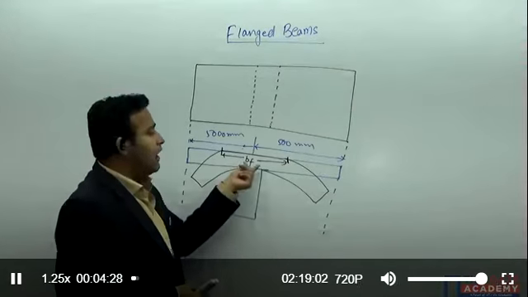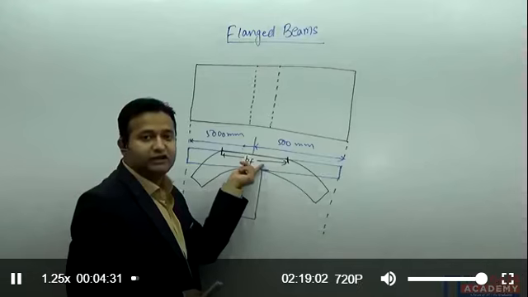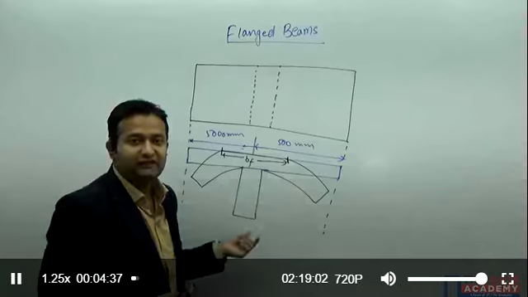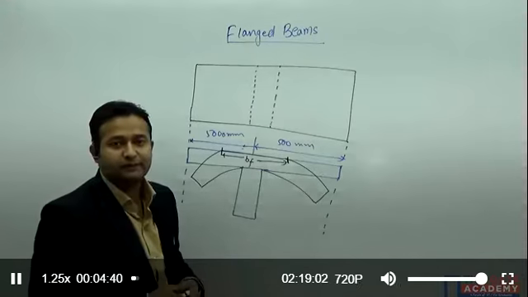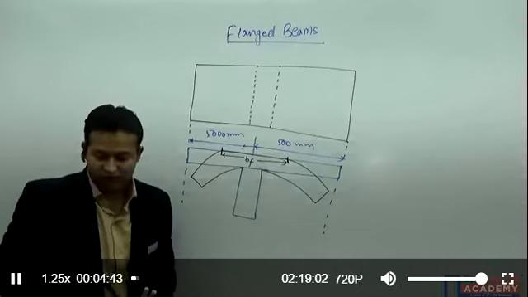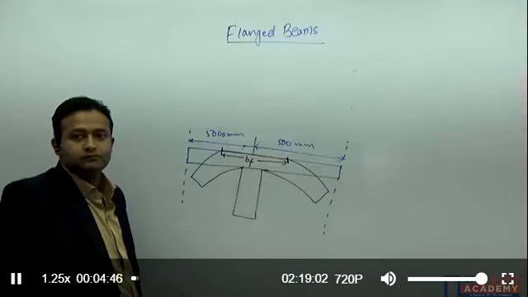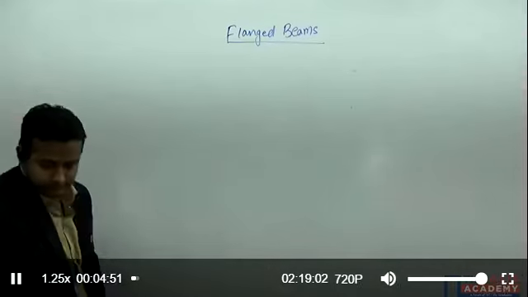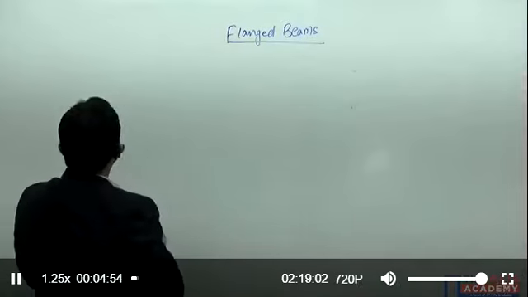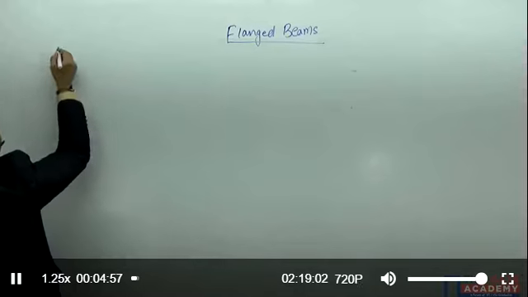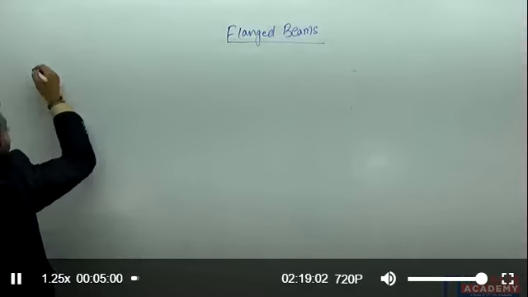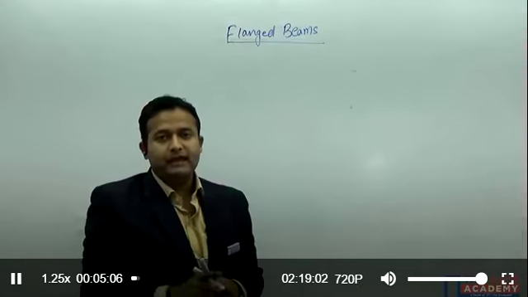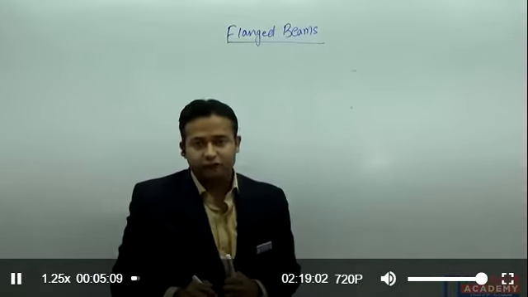Now I want to know how to calculate the effective width of the flange. There are some formulas given in IS 456:2000. Using those we can easily calculate the effective width of the flange. Let's calculate the effective width of the flange now. Please note down effective width of the flange. Generally I denote b as the actual width of the flange and bf as the effective width of the flange.